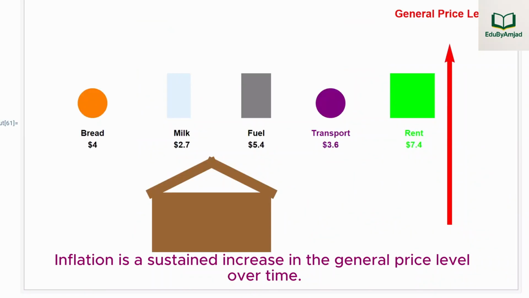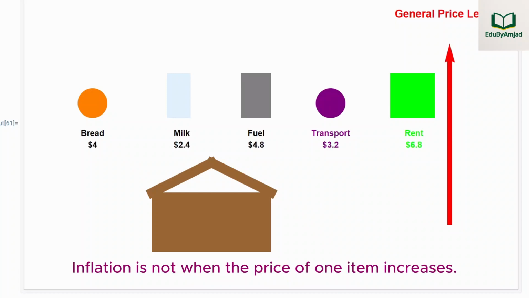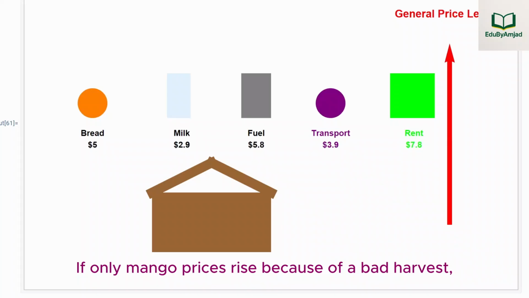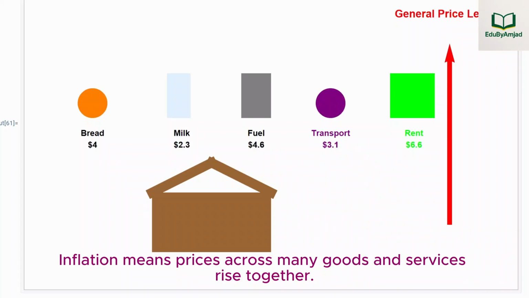Inflation is a sustained increase in the general price level over time. Notice two important words: sustained and general. Inflation is not when the price of one item increases. If only mango prices rise because of a bad harvest, that is not necessarily inflation. Inflation means prices across many goods and services rise together.